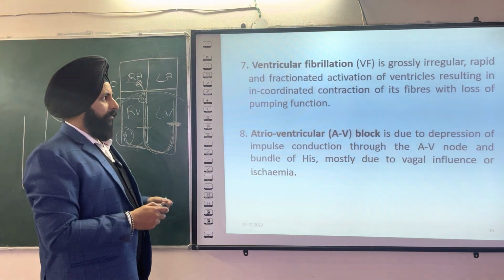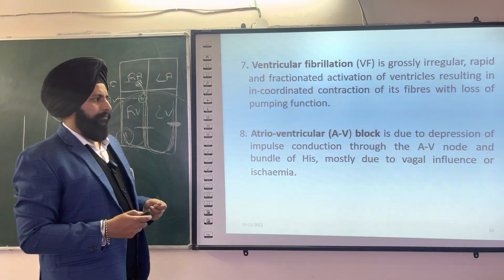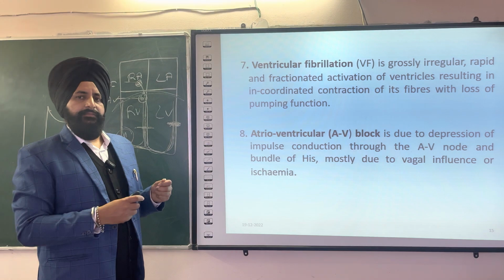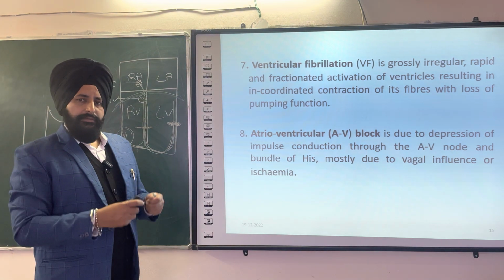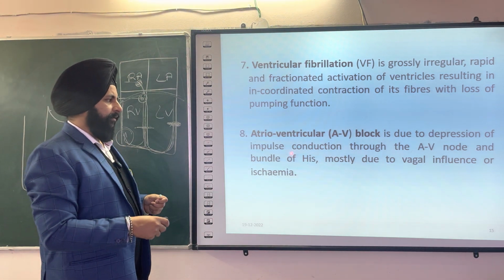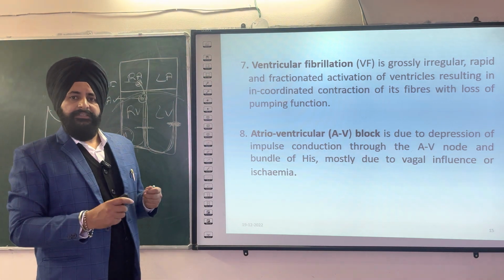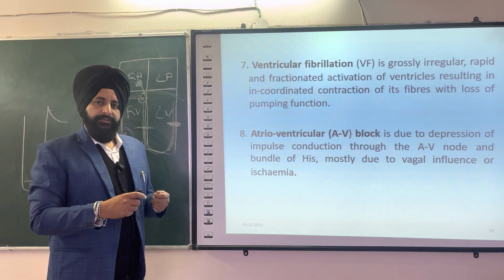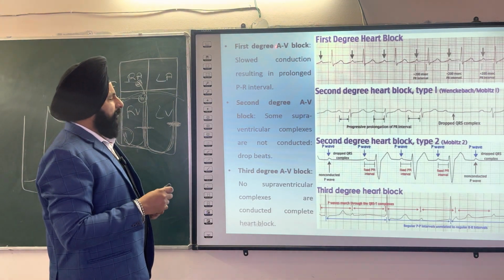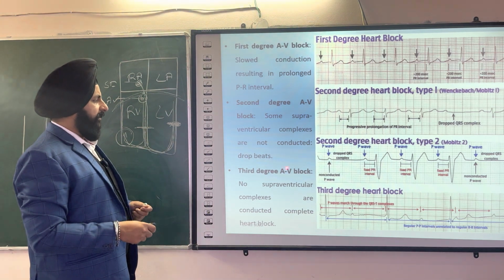Next is ventricular fibrillation, where the ventricles show high contraction, and then atrioventricular block. This is the last condition, where there is a reduced oxygen supply and then a blockage of a particular part. This is due to ischemia, and mostly due to excessive vagal reflex, so increased activity of acetylcholine. There are three types of atrioventricular block: first degree, second degree and third degree.